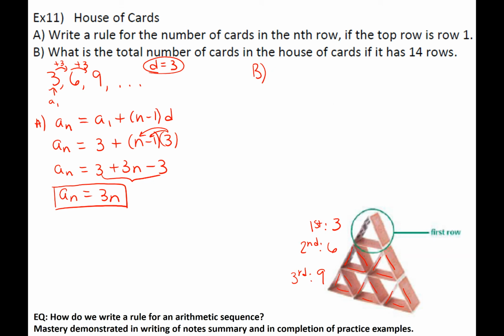Then for part B, it says what is the total number of cards. So this is where we would jump to a series where we add the terms together. So we would do 3 plus 6 plus 9 plus whatever. We want to know what the total is if we have 14 rows, or if n equals 14. That would be 14 rows. Okay, so our formula for that is S sub n equals n times a sub 1 plus a sub n all over 2.